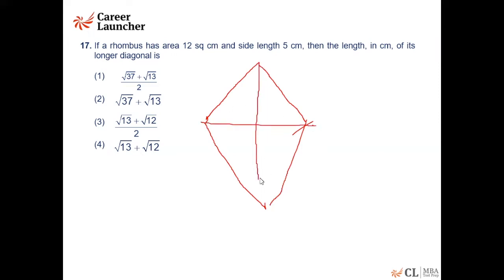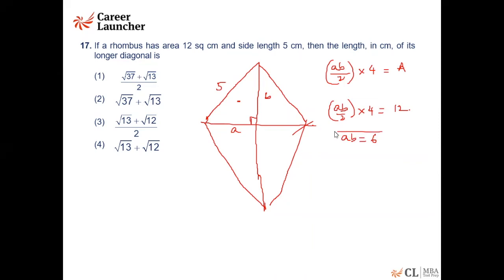By the way, if you take any rhombus, if the sides of the rhombus are 5, and let me call half of the diagonals A and B, so AB by 2, which is 1/4 of the area, into 4 times will give you the area of the rhombus. So in our case, I could say that AB by 2 into 4 must have been equal to 12. So from which we'll get AB is equal to 6.